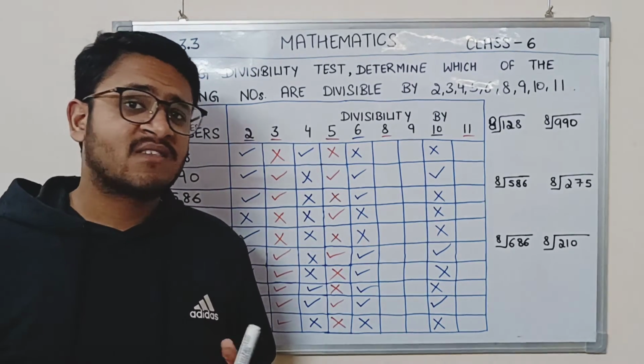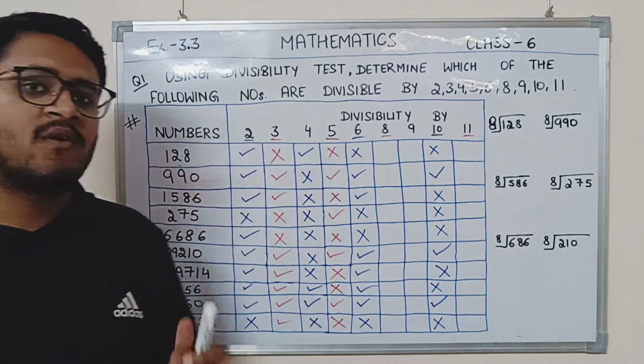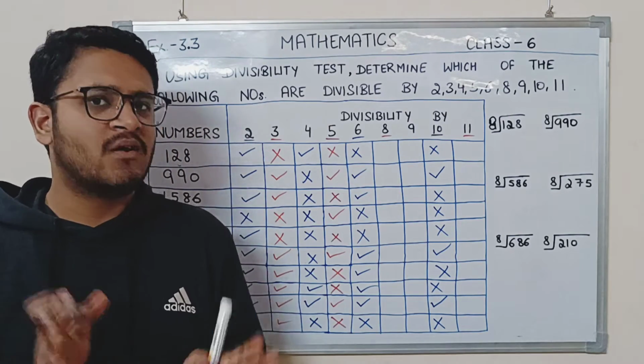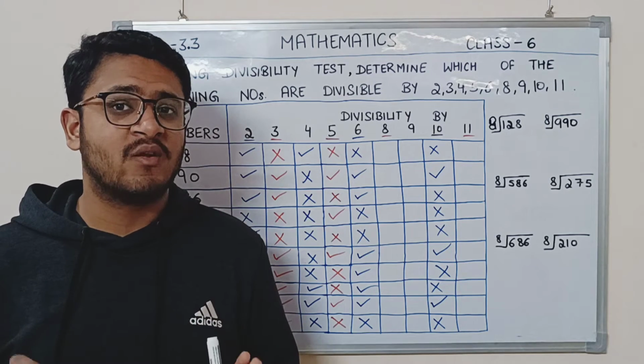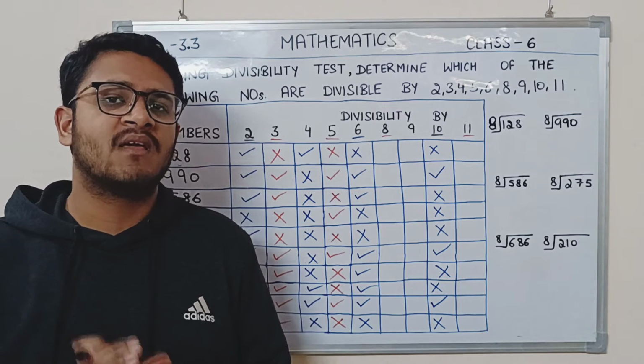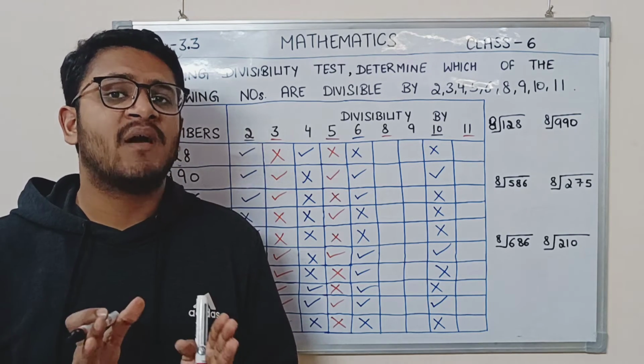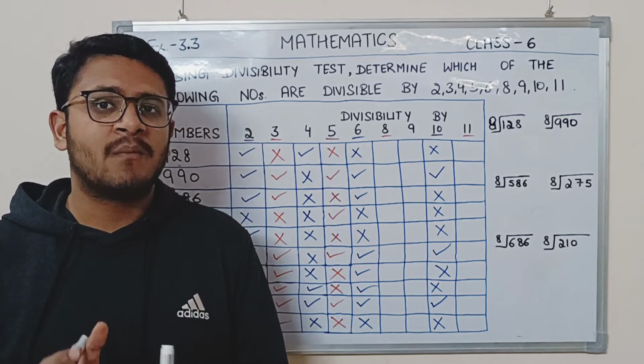Next, we will quickly cover divisibility by 8. For divisibility by 8, it will be similar to divisibility by 4. The only difference is that instead of taking the last two digits, we will take the last three digits, and we will divide that number by 8.